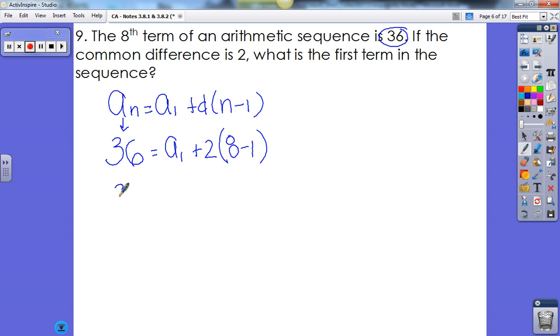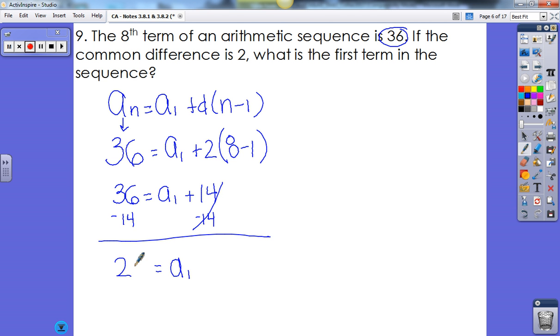I'm going to simplify this and solve for the first term. I have 2 times, that's going to be 7, so that'll be 14, 2 times 7. Subtract 14, and I end up with a first term of 22.